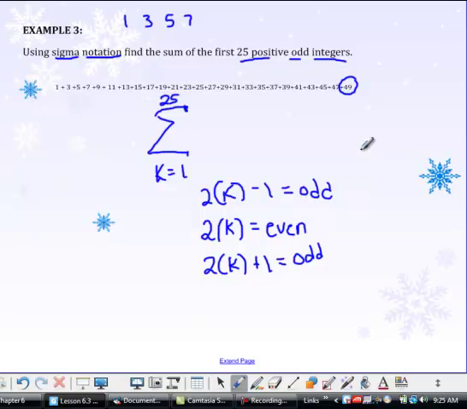And you may be sitting here going, Mrs. Drillin, we'd never think of that. Well, this is common to the SAT. They love odd and even numbers. So you should know that doubling makes everything even. Then either adding 1 or minusing 1, you will get an odd number.